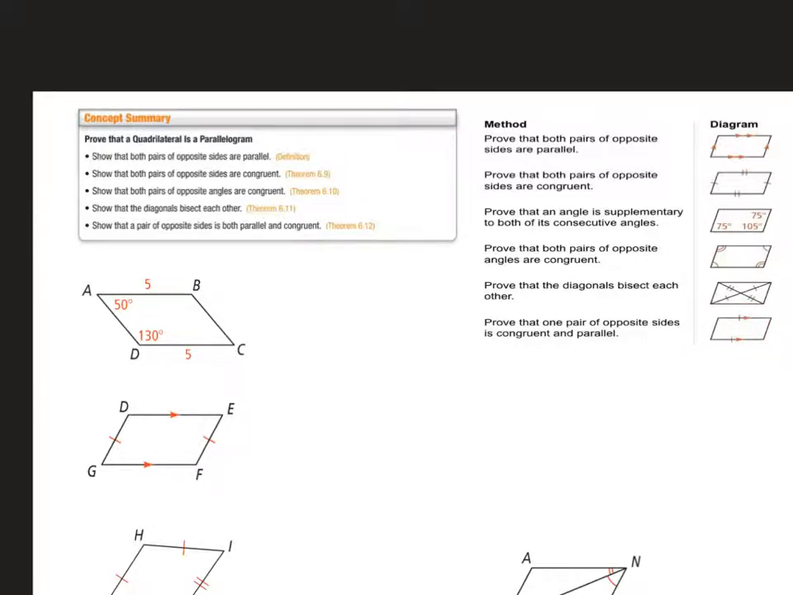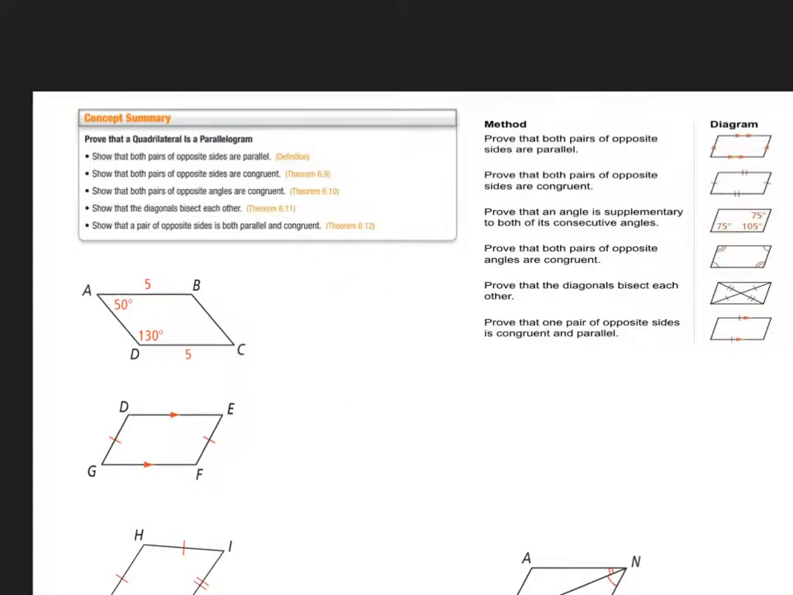So what I have on this also is that I need to show that an angle is supplementary to both of its consecutive angles. So if I do that right here, that shows me that the north and the south lines will be parallel. But if I also show that the second pair of angles are supplementary, that will prove that these lines right there are parallel. So then that leads back to I have both pairs of opposite sides being parallel.